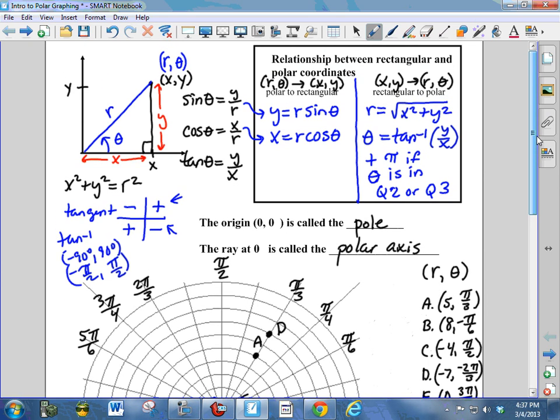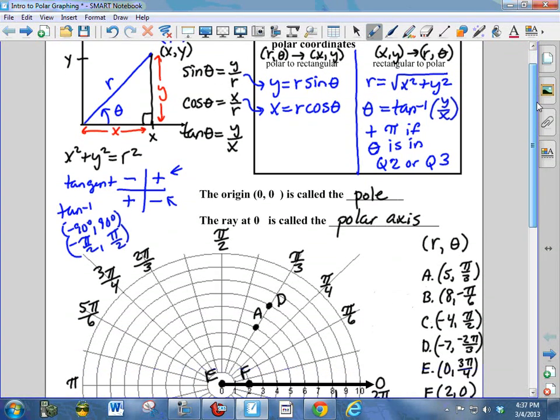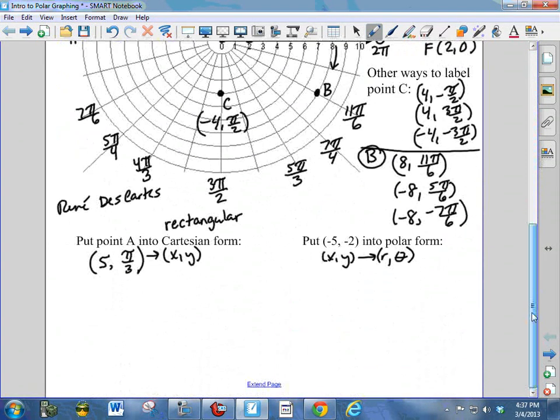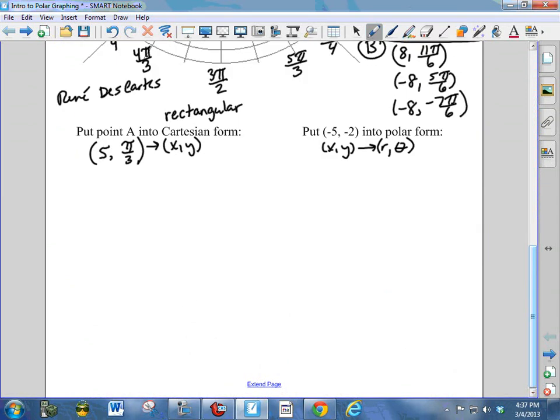Now that I have my relationships, I'm going to use these now to do the problems at the bottom of the page. So to put a point from polar into Cartesian form, I'm going to use this relationship. X is equal to r cosine theta, y is equal to r sine theta. So my r is 5. So I'm going to say x is equal to 5 cosine pi over 3. And y is equal to 5 sine of pi over 3.